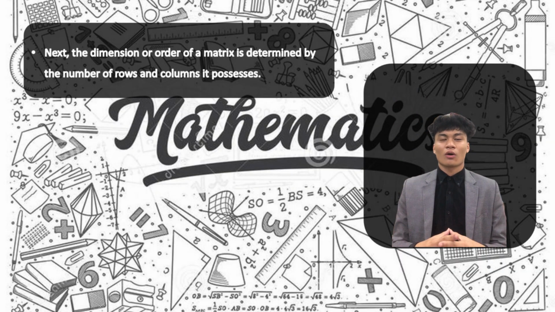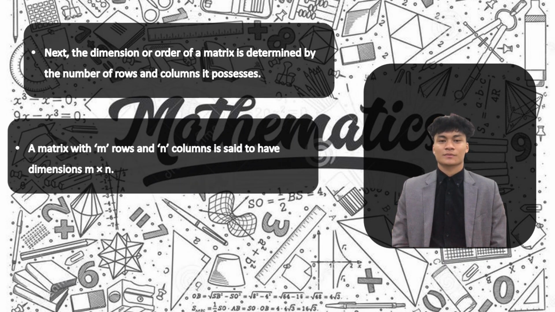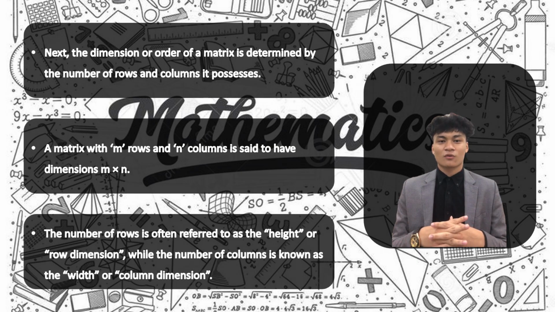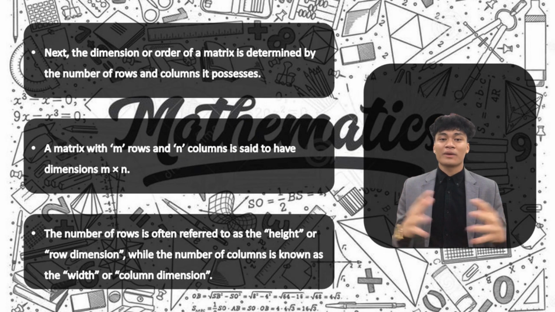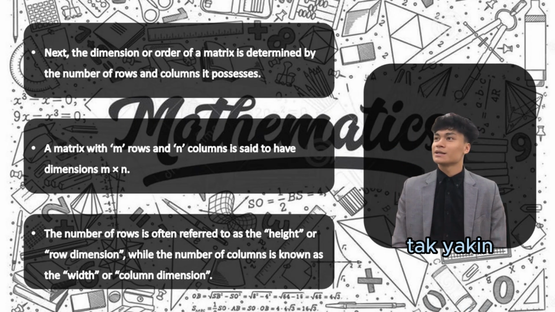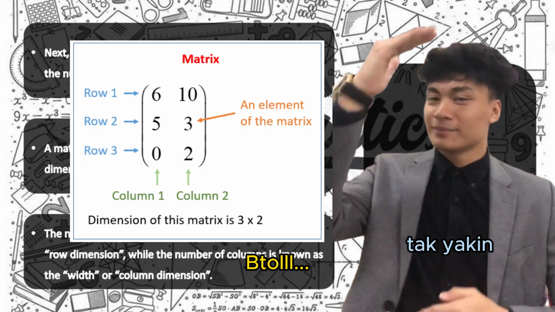Next, the dimension or order of a matrix is determined by the number of rows and columns it possesses. A matrix with m rows and n columns is said to have dimension m times n. The number of rows is often referred to as the height or row dimension, while the number of columns is known as the width or column dimension.